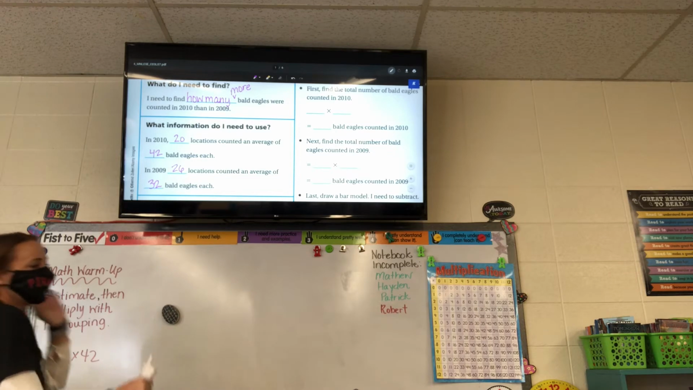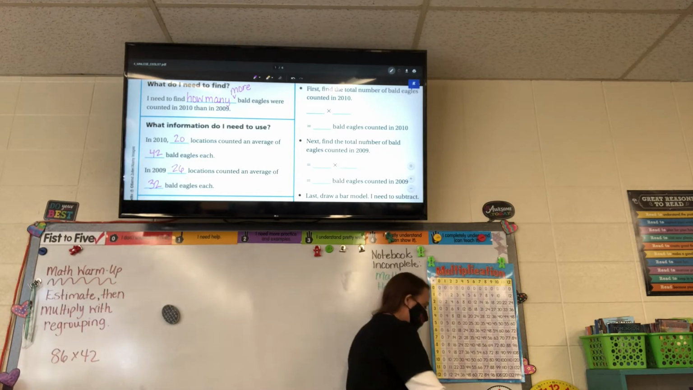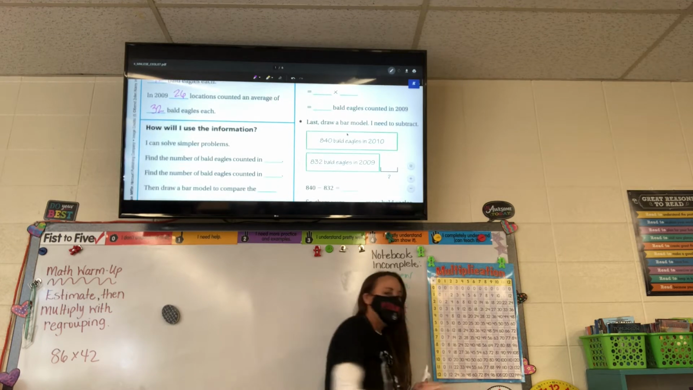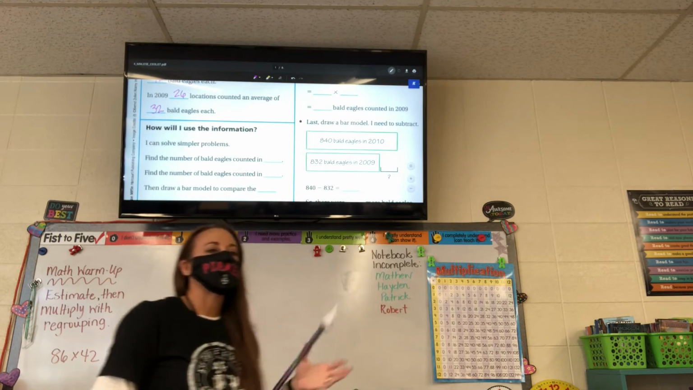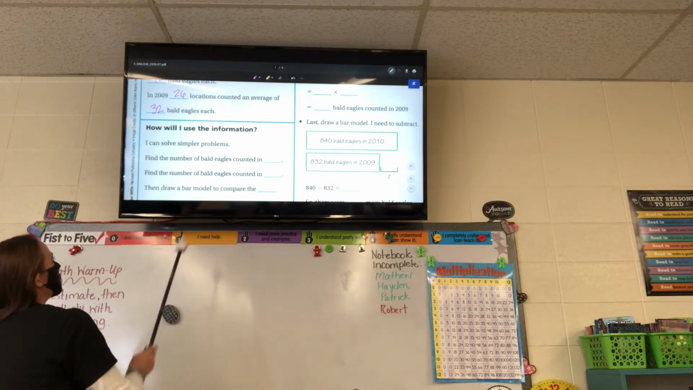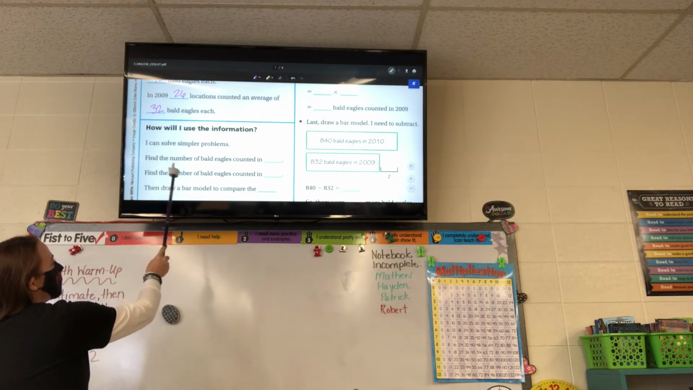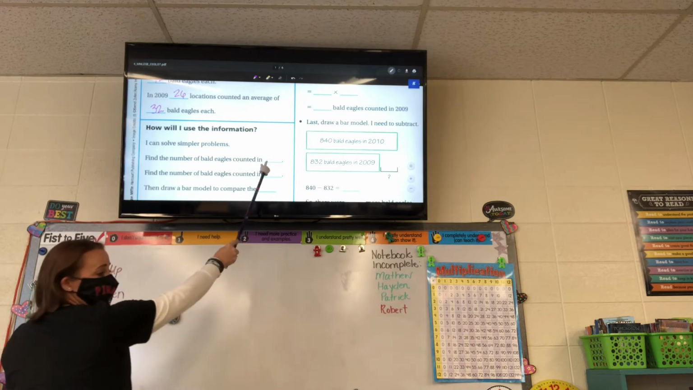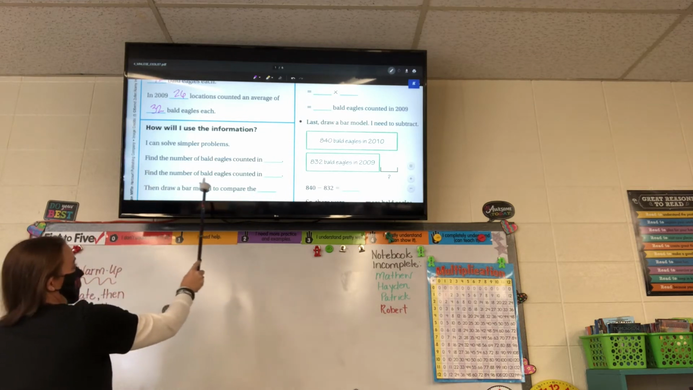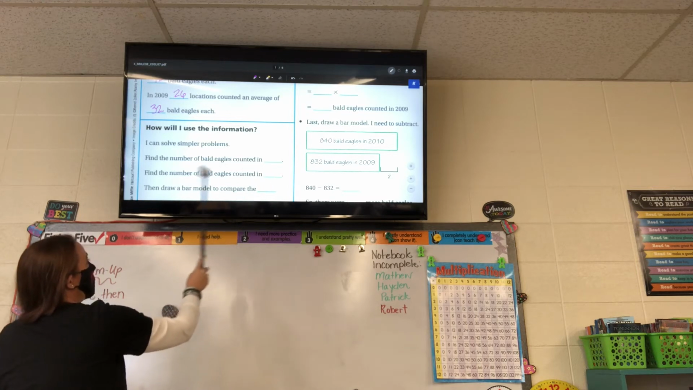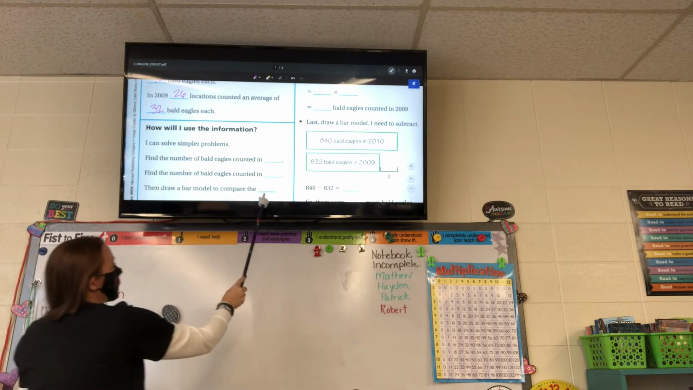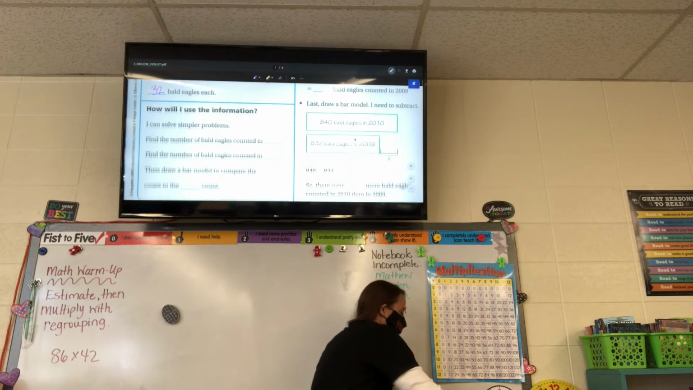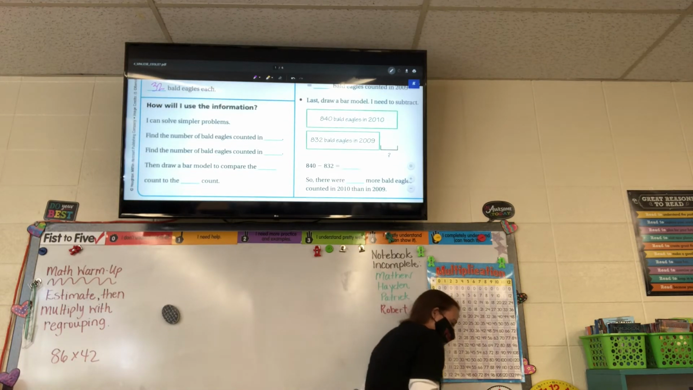So now we've got the information that we need to use, and it says, how will we use the information? This sounds overwhelming at first, but we're going to break it down into smaller problems. So first, we're going to find the number of bald eagles counted in 2010. Then we're going to find the number of bald eagles counted in 2009. Then we're going to draw a model to compare the 2010 count to the 2009 count. So fill in 2010, 2009, 2010, and 2009.